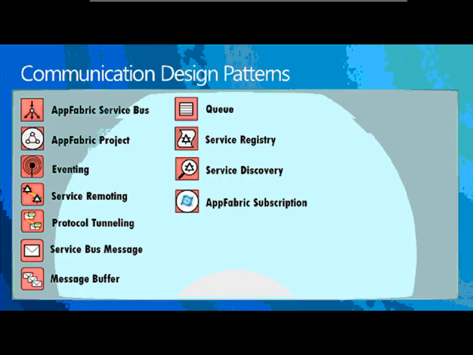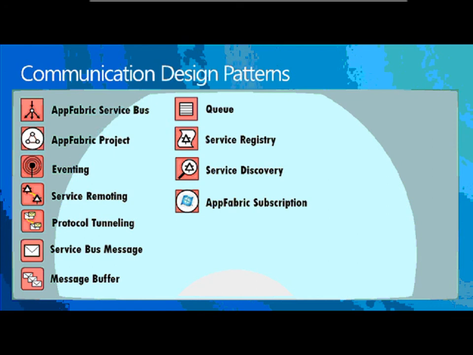So if we put this in terms of design patterns, we have the AppFabric Service Bus, one of the services in the Windows Azure platform. You create AppFabric projects, or really namespaces, in the portal to have an identifiable hub through which you can route messages. One of the patterns is eventing, one-to-many communication. Service remoting will connect the client and service across topologies that normally couldn't reach each other. Protocol tunneling will run other protocols on top of TCP.